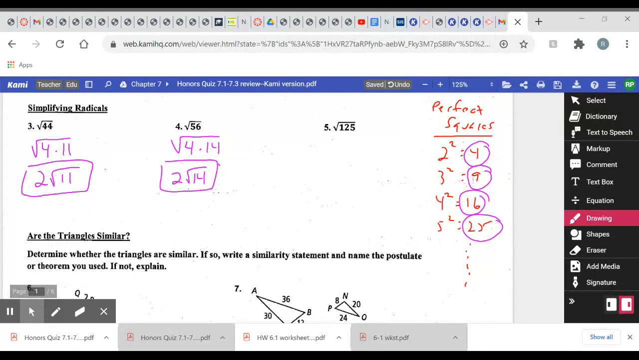Okay. All right. Here, if you think of the perfect square that goes into 125, it would be 25. So I know that 25 times 5 gives me 125. I can take the square root of 25 and get 5. I can't take the square root of the other 5, so it has to stay in the square root. And so that's my answer.